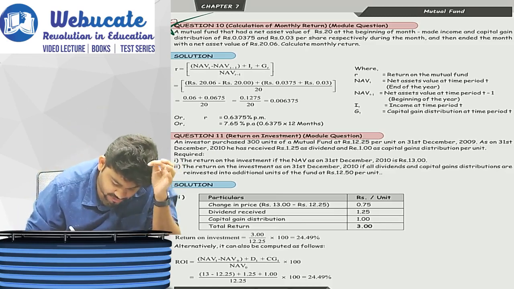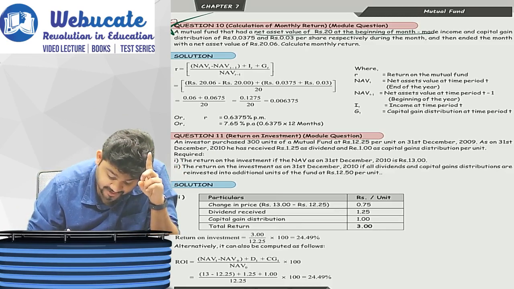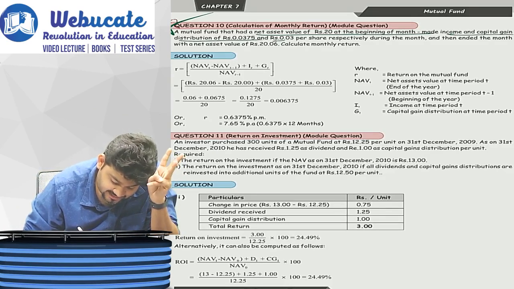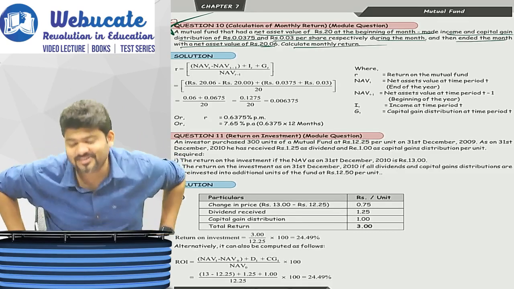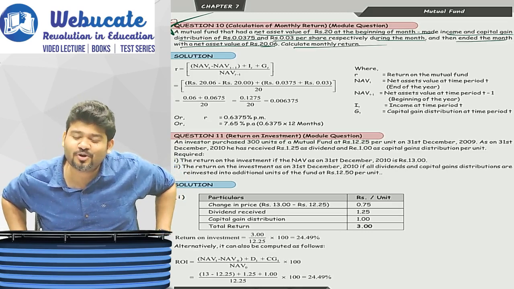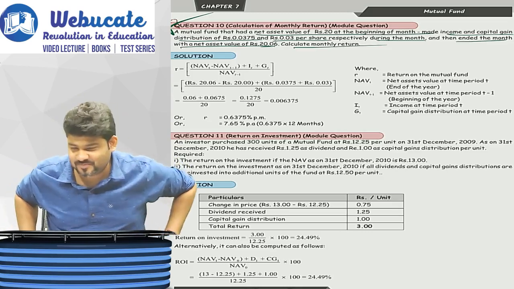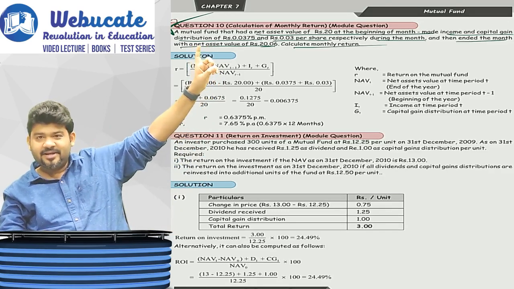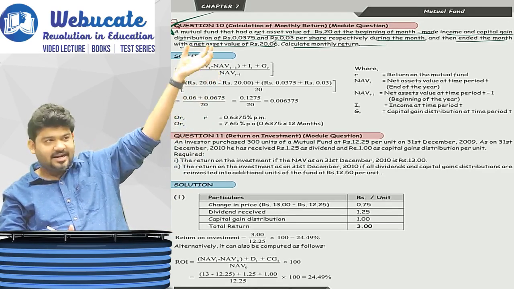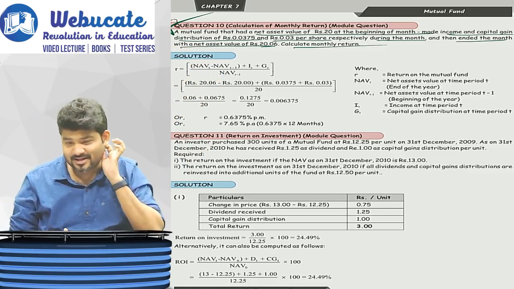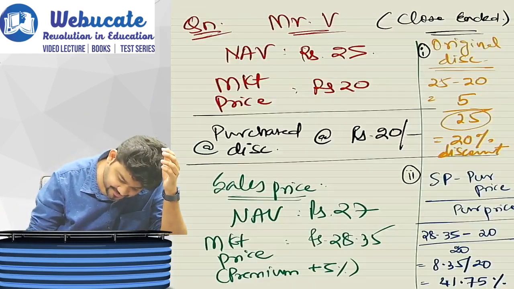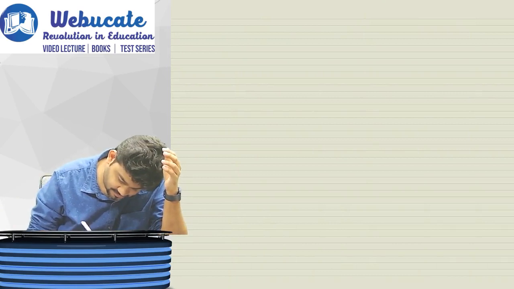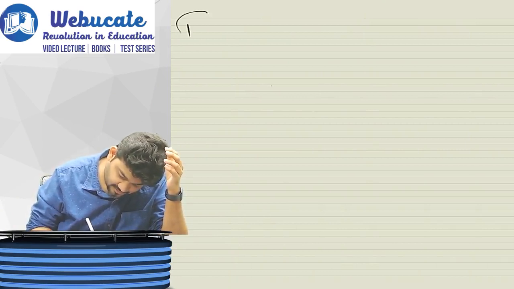Okay, let's start. A mutual fund had a net asset value of rupees 20 at the beginning of the month, made income and capital gain distribution of 0.0375 and 0.03 respectively during the month, and then ended the month with a net asset value of 20.06. Calculate the monthly return. Isn't this so simple? All you have to do is use your logic. What was your NAV at the beginning? 20. NAV at the end? 20.06. And in between, you have got some income and capital gain distribution. So money is what you have got. So tell me, what will be your return here?